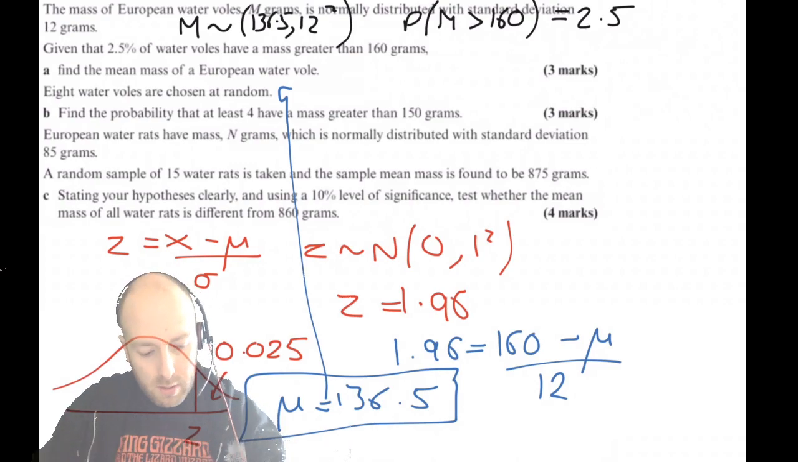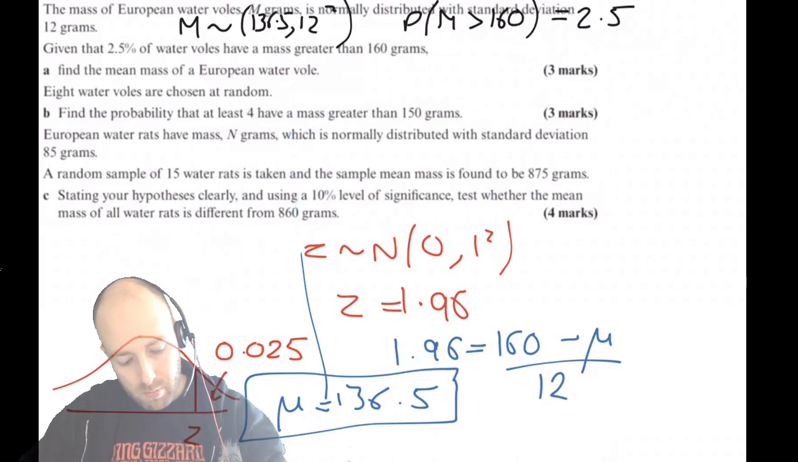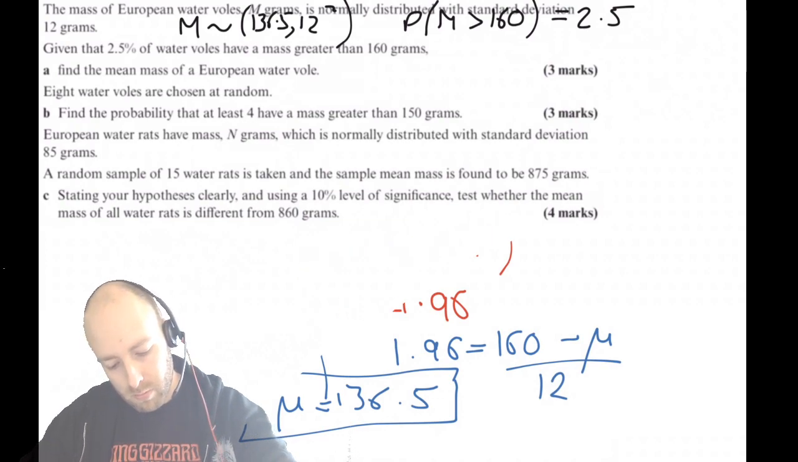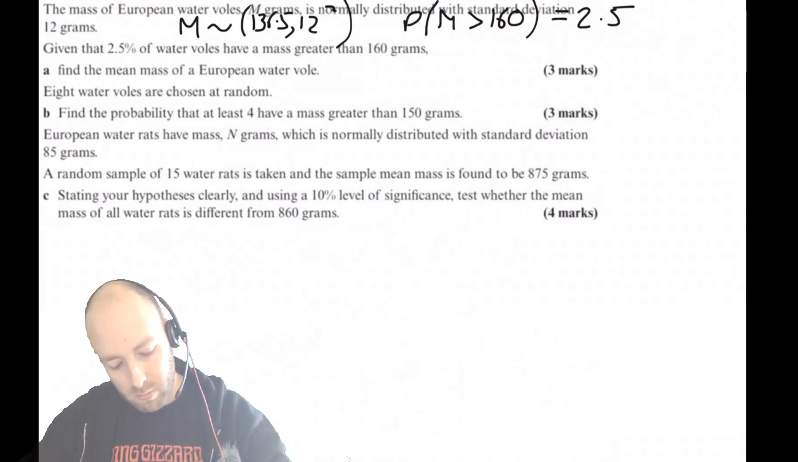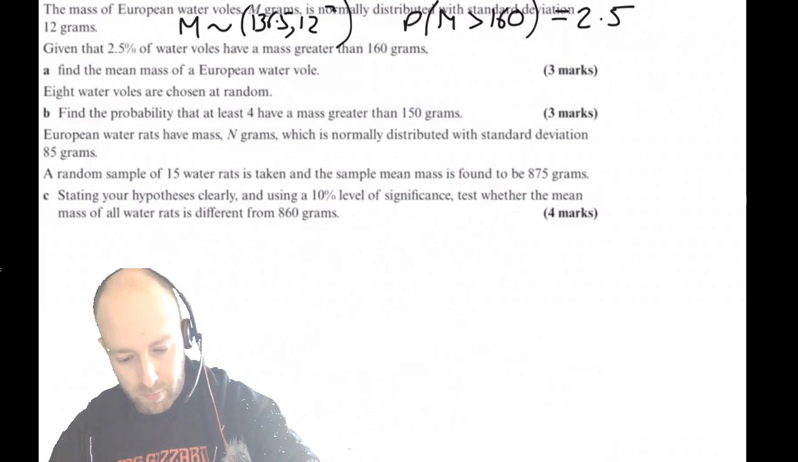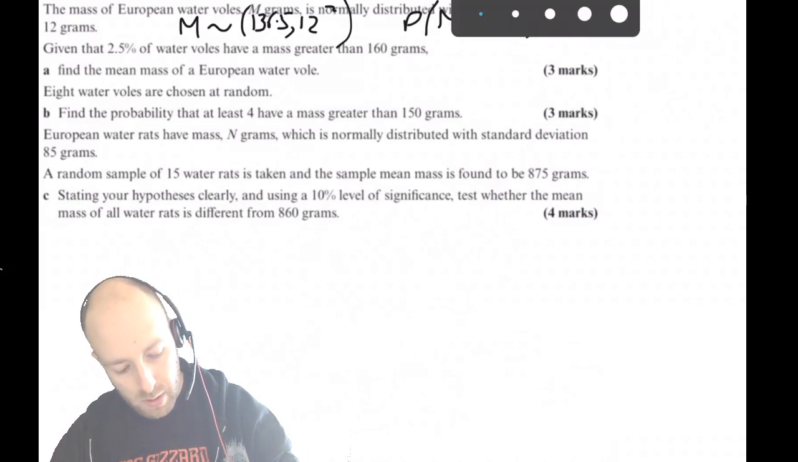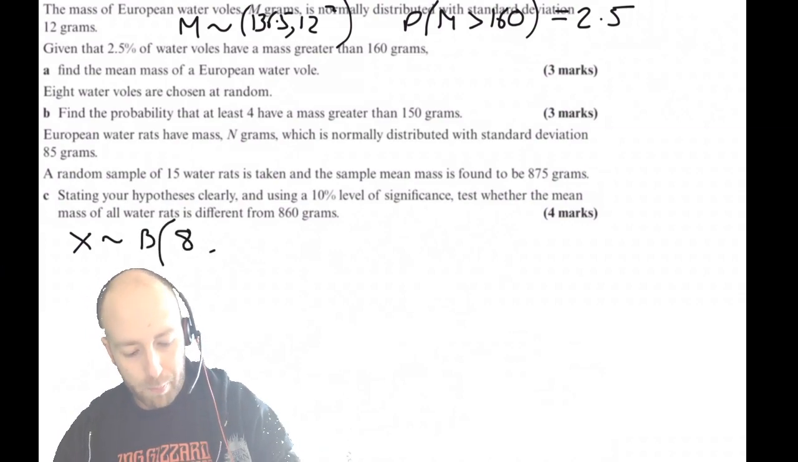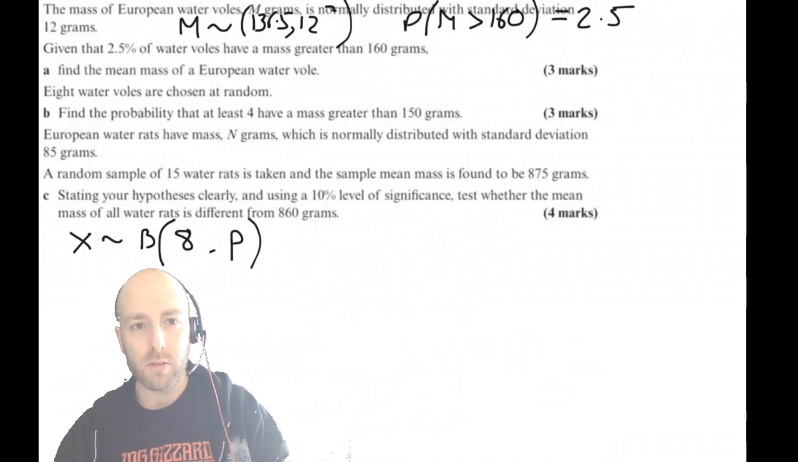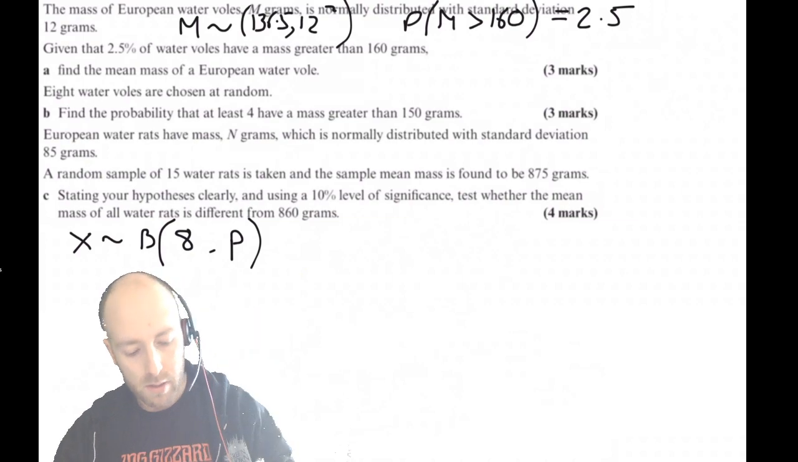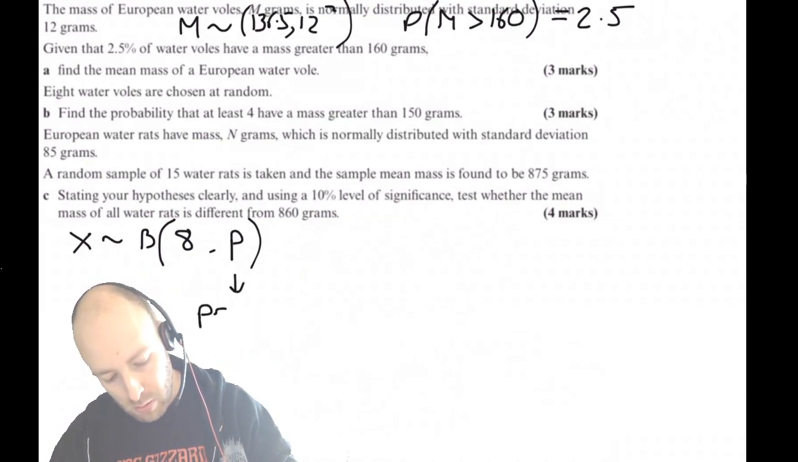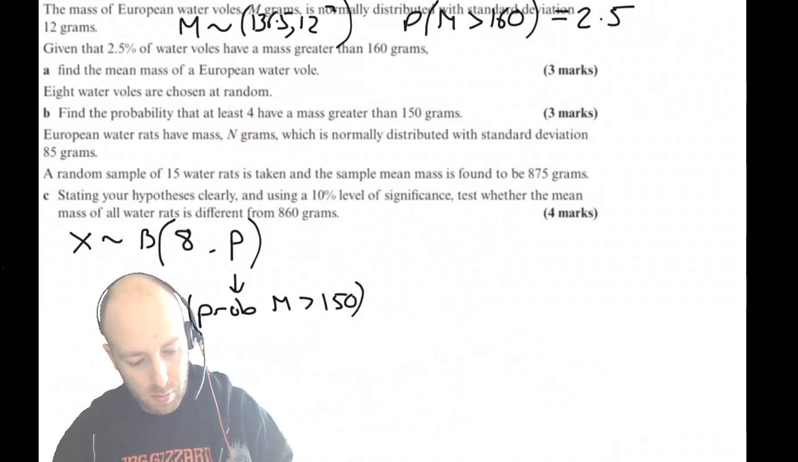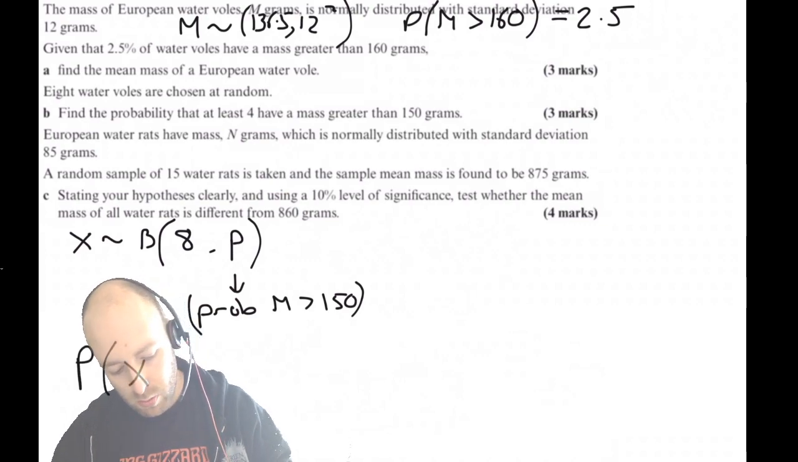Cool. All right, let's do part B. I need to clear the screen. All right, so part B. 8 voles are chosen at random, so we're looking at binomial. X is B, number of voles 8. Now we want the probability that they have a mass greater than 150 grams. We don't know that, so I'm going to put P there, and this is the probability that M is greater than 150. We want to find the probability X is at least 4, greater than or equal to 4.